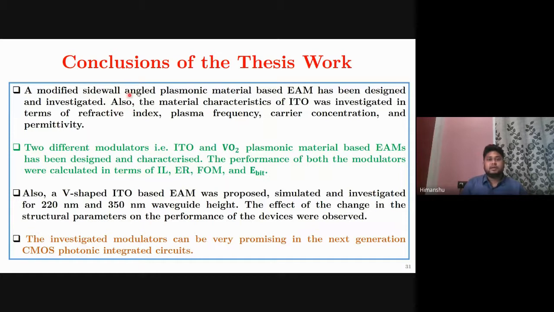Now coming to the conclusions of the thesis work. A modified sidewall angle plasmonic based EAM has been designed and investigated. Also, the material characteristics of ITO were investigated in terms of refractive index, plasmonic material, carrier concentration, and permittivity. Two different modulators with ITO and VO2 plasmonic material based EAM have been designed and characterized, and their performance metrics were evaluated in terms of IL, ER, FOM, and energy consumption per bit. Also, a V-shaped ITO based EAM was proposed, simulated, and investigated for two different heights of 220 nanometer and 350 nanometer, and the effect of change in the structural parameters on the performance of the device was observed.